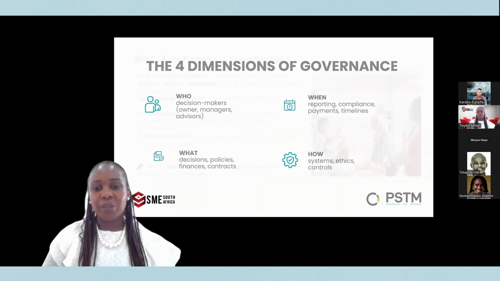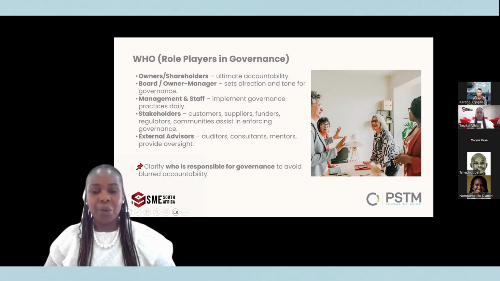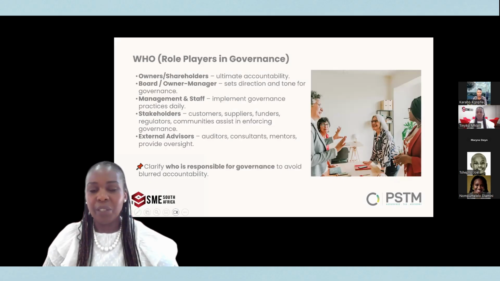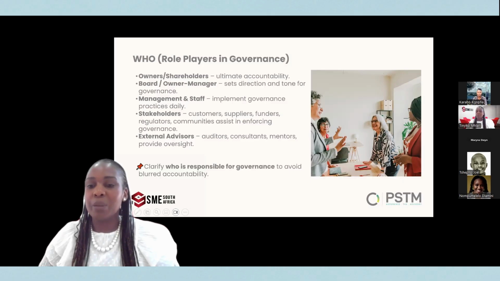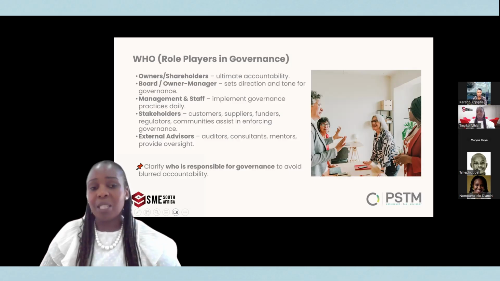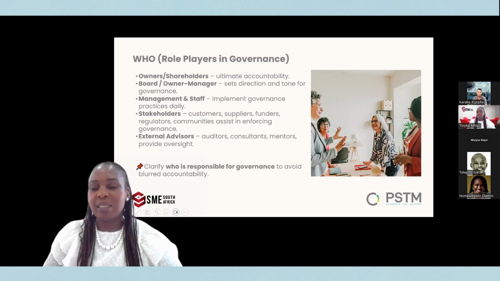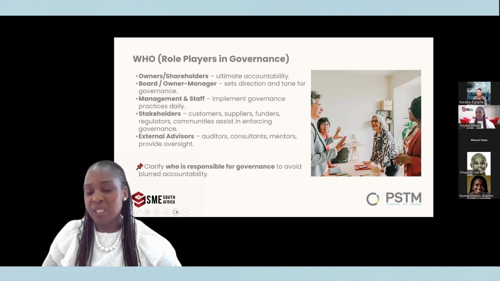I'll go into a little bit of detail now in terms of the who. When it comes to the who, these are the role players in governance. Very, very important. Every single person in the organization plays a particular role. It is important that those roles are clearly defined. We must define the roles that every single person plays. If a person is an owner, they play the role of an owner. Sometimes in a small business like the many that we all manage, you could be the owner and the shareholder. You could be the CEO. You could be the manager as well.